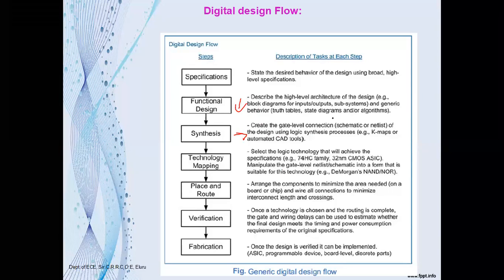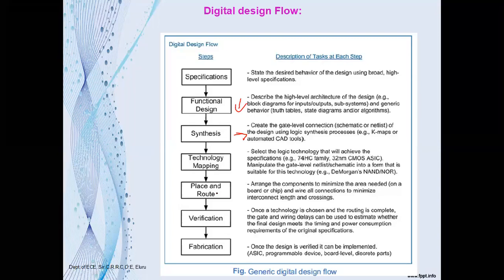Once you have the gate level, we will go for the technology mapping: what type of logic gates we want to use to build the circuit. After that, we will do place and route, which is how to place the devices in the system so that you can reduce the propagation delay and transition delays, because the speed also depends on the connecting wires.